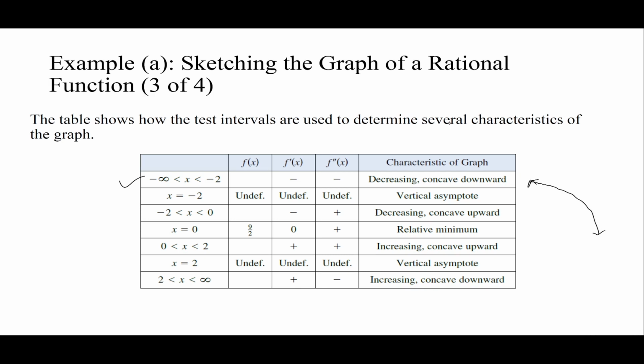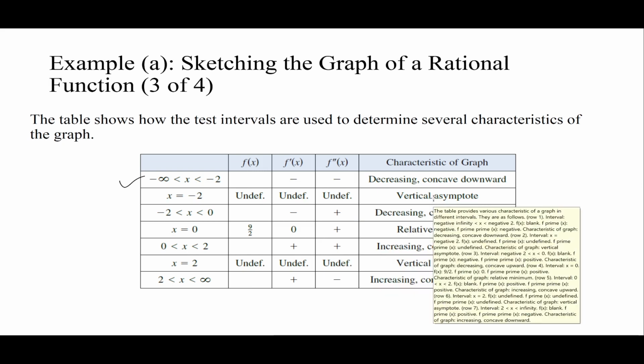You understand? So where is it happening? From -infinity to -2, the graph should look like this, concave downward and decreasing. That's the meaning of that statement. Now at x equal to -2, the function is undefined, the first derivative is undefined, the second derivative is undefined because there is a vertical asymptote.